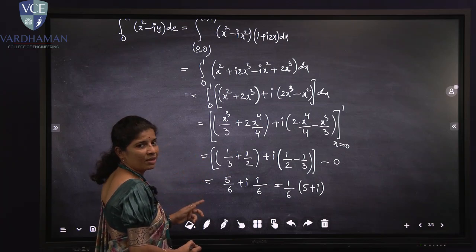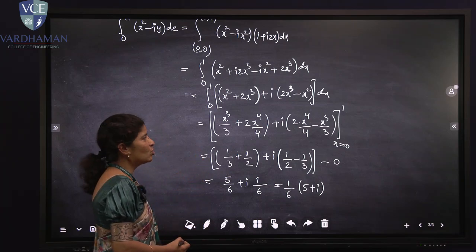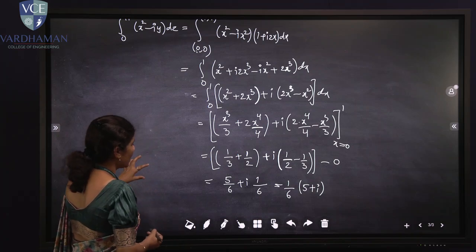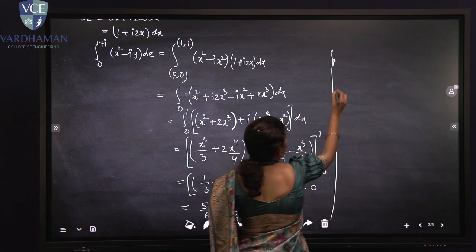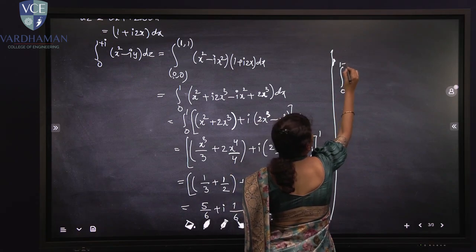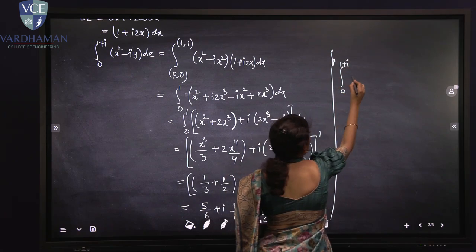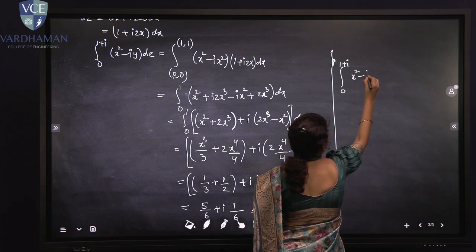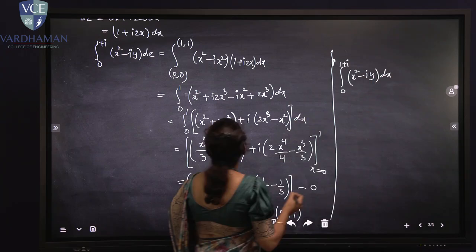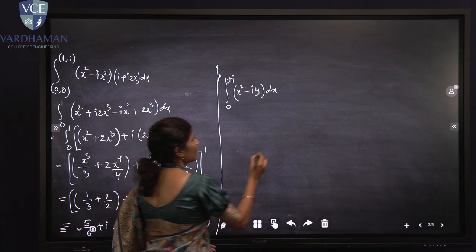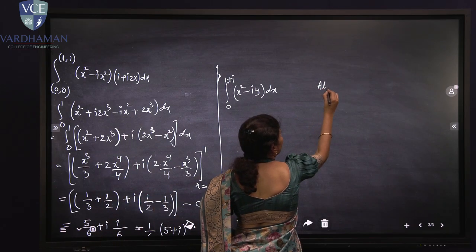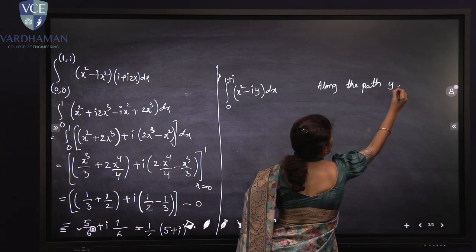We have one more path given here, along the path y equals x. I will explain the second path, y equals x. This is our question. I will write the question here: integration from 0 to 1 plus i of x square minus iy into dx. Now we have to solve this integration along the path y equals x.